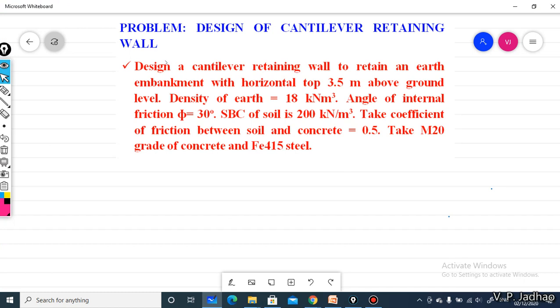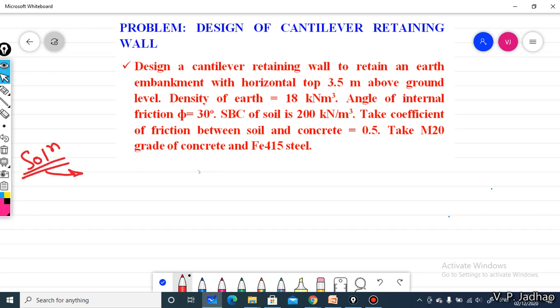So this is the problem. Design a cantilever retaining wall to retain an earth embankment with horizontal top 3.5 meter above ground level. Density of earth is 18 kilonewton per cubic meter. Angle of internal friction is 30 degree. SBC is 200 kilonewton per square meter, and coefficient of friction between soil and concrete is 0.5, and we have to take M20 grade of concrete and Fe415 steel. So we'll start the solution.